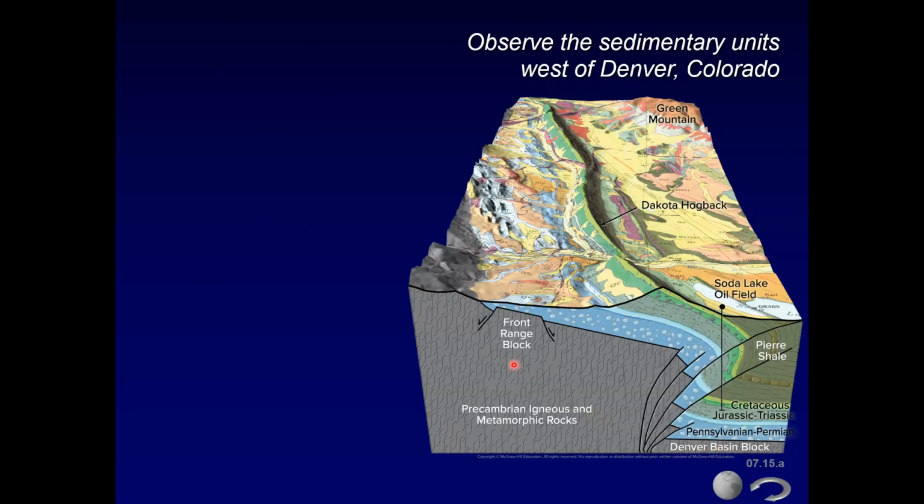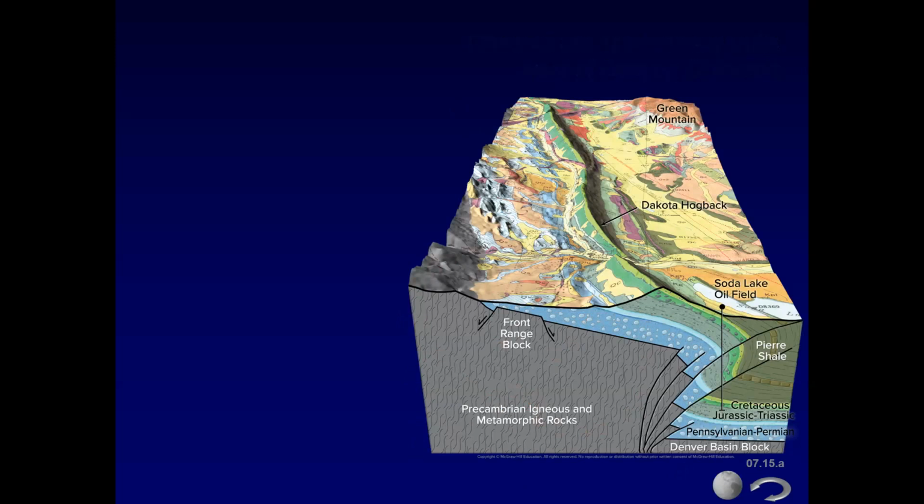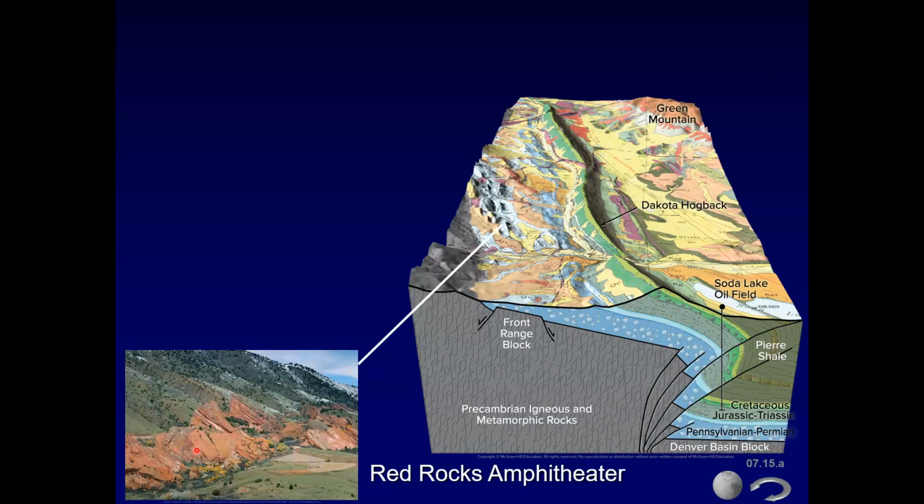Now these are the sedimentary units in a block diagram west of Denver, Colorado. This is the Front Range, and that's mostly Precambrian metamorphic and granitic rocks. You can see that in gray. The red sandstone and conglomerate in blue were deposited on top of those basement rocks, right next to them. And then marine shale, beach and delta sandstone, river deposits overlie the red rocks. We have Red Rocks Amphitheater here as a cool example.